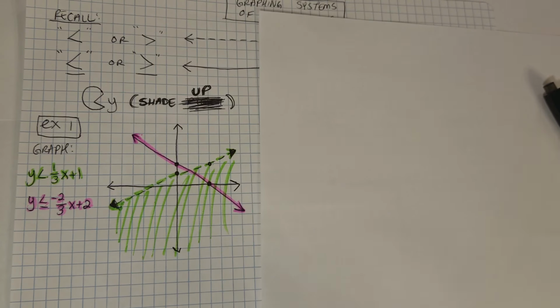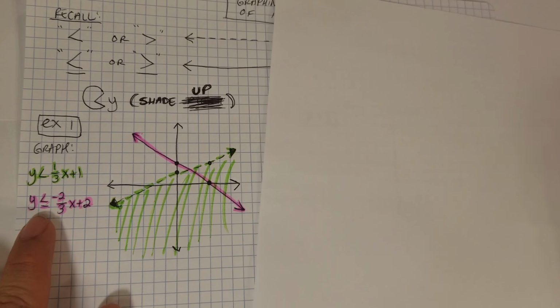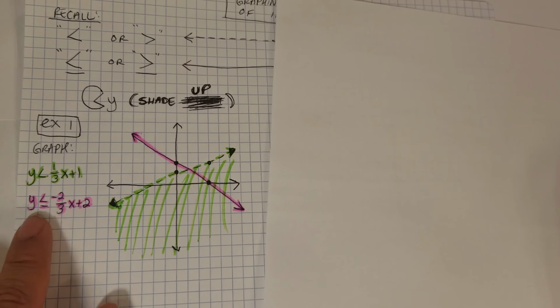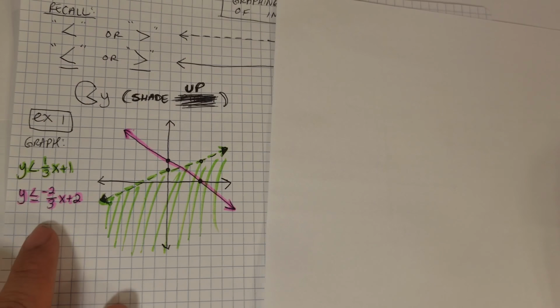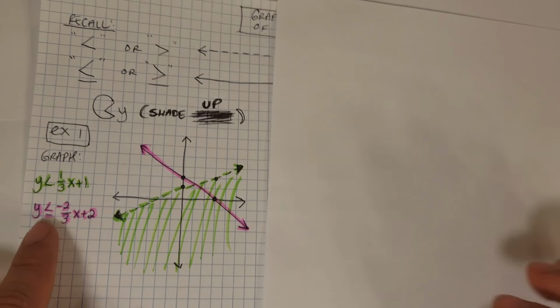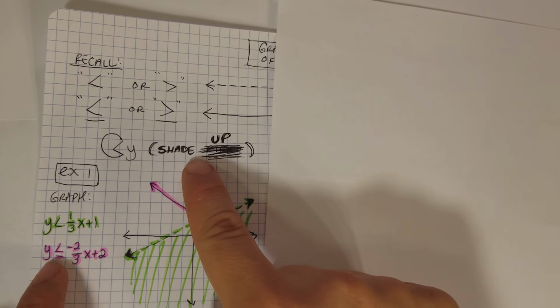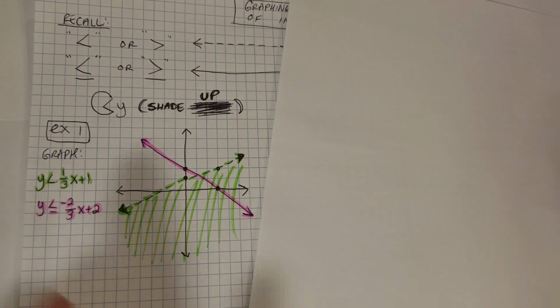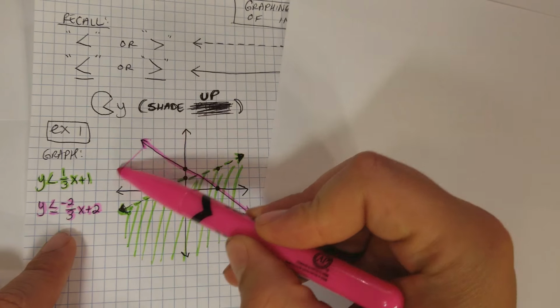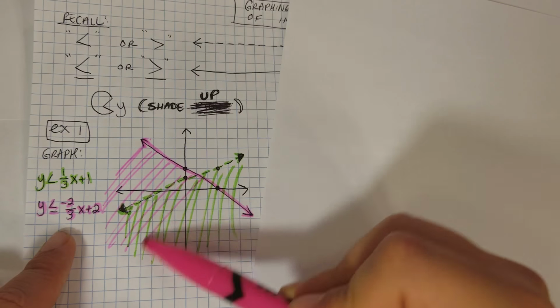And then lastly, is the little alligator eating the y? Yes or no? In this case, the answer is no again because it's facing the other way. So we're not shading up because it's not eating the y. We're actually shading below the line.